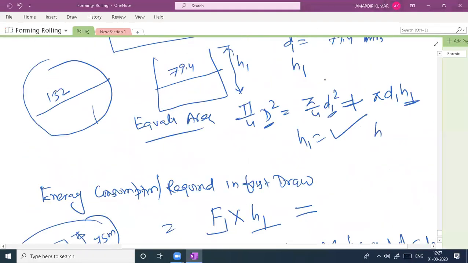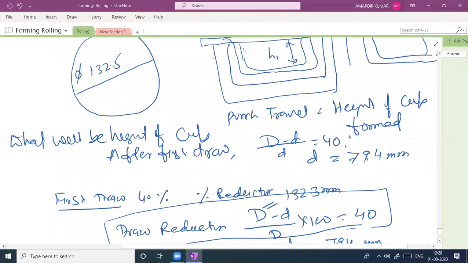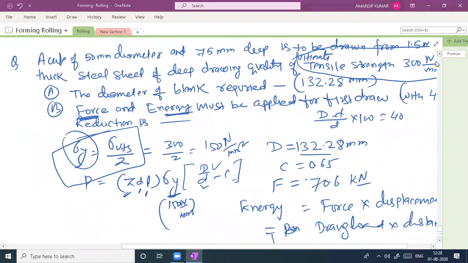I am writing this D1. Sorry, this diameter is correct only. This D1 is your 50 millimeter. Let me explain once again so that there will not be any confusion. A cup of diameter 50 mm, 75 deep is to be drawn.